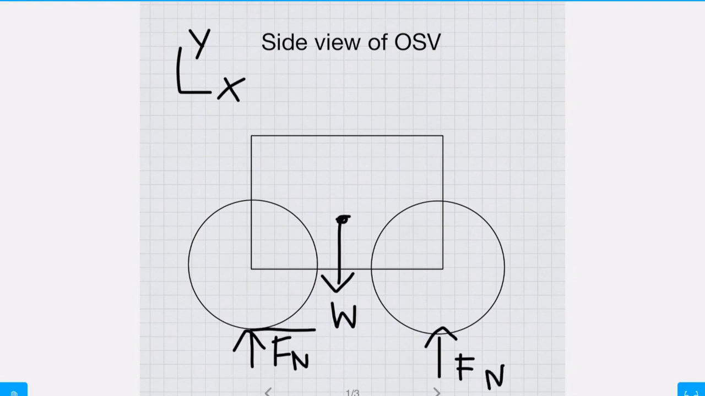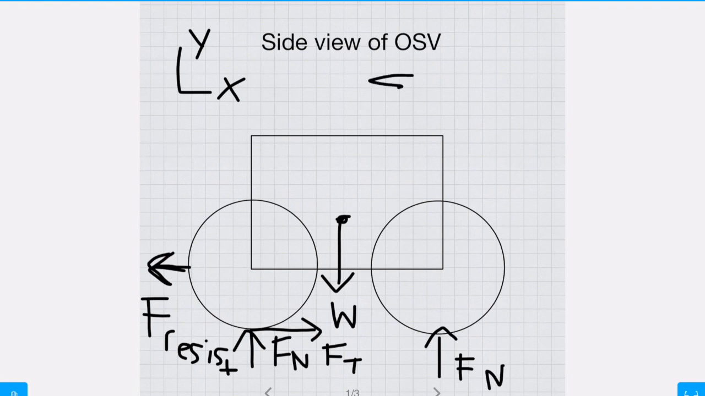Then there's going to be this force of traction. So this is what's ultimately moving it forward. Now the one difference is there's going to be a force resisting this. So F resist is going to be countering the force of traction, making it so the sum of the forces is equal to 0.